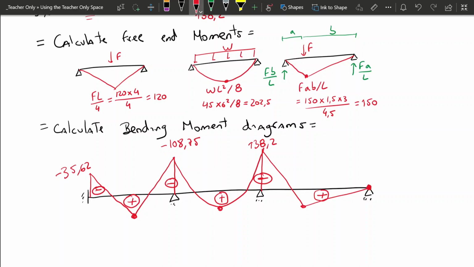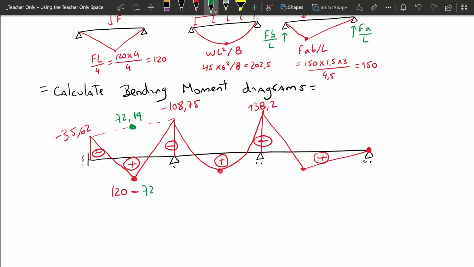So if we know that in the middle we get 120, on the positive we need to remove only this average value between these two negatives, and this average value is equal to 72.19. So when we remove from 120, we get the solution 47.81. Okay, same logic now for the second span.